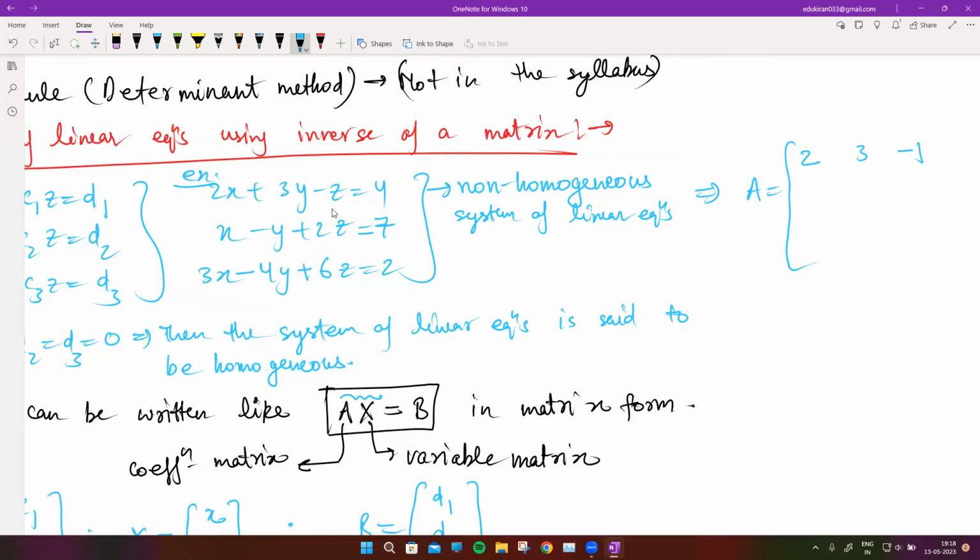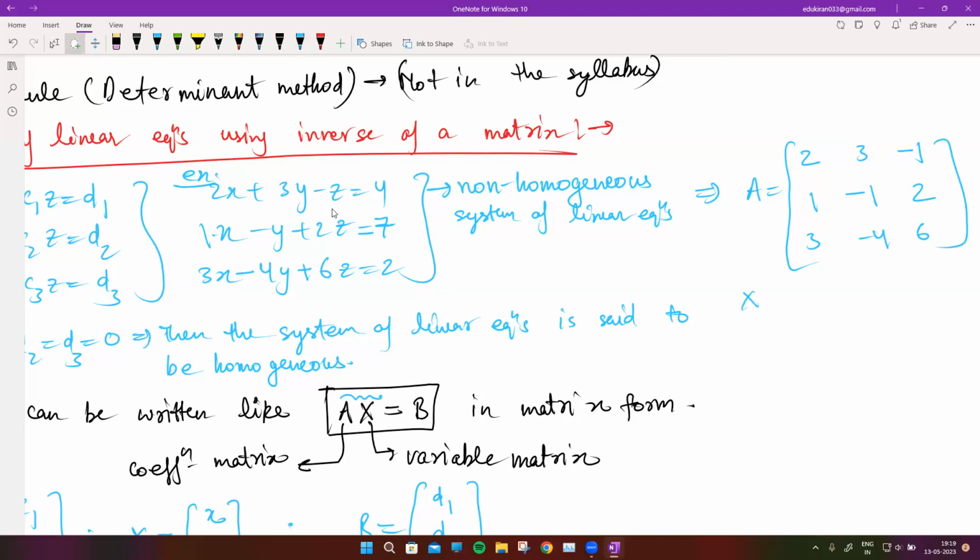A. We are trying to make A, X, and B from the given example. You know what is A? A is a coefficient matrix. Correct. Very good. 1, -1, and 2. So this should be 1, -1, and 2. What should be the third row? 3, -4, and 6. This will be your A coefficient matrix.